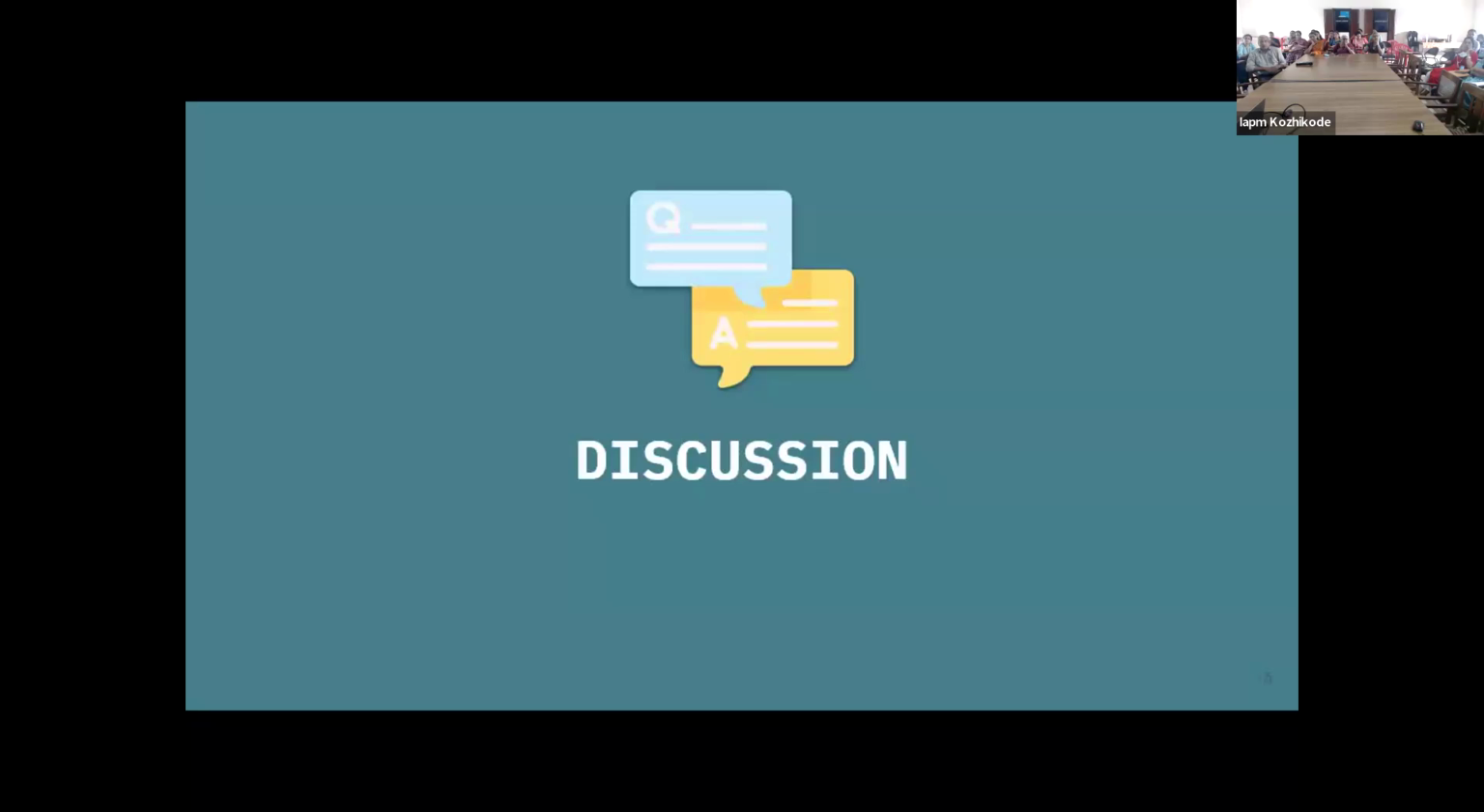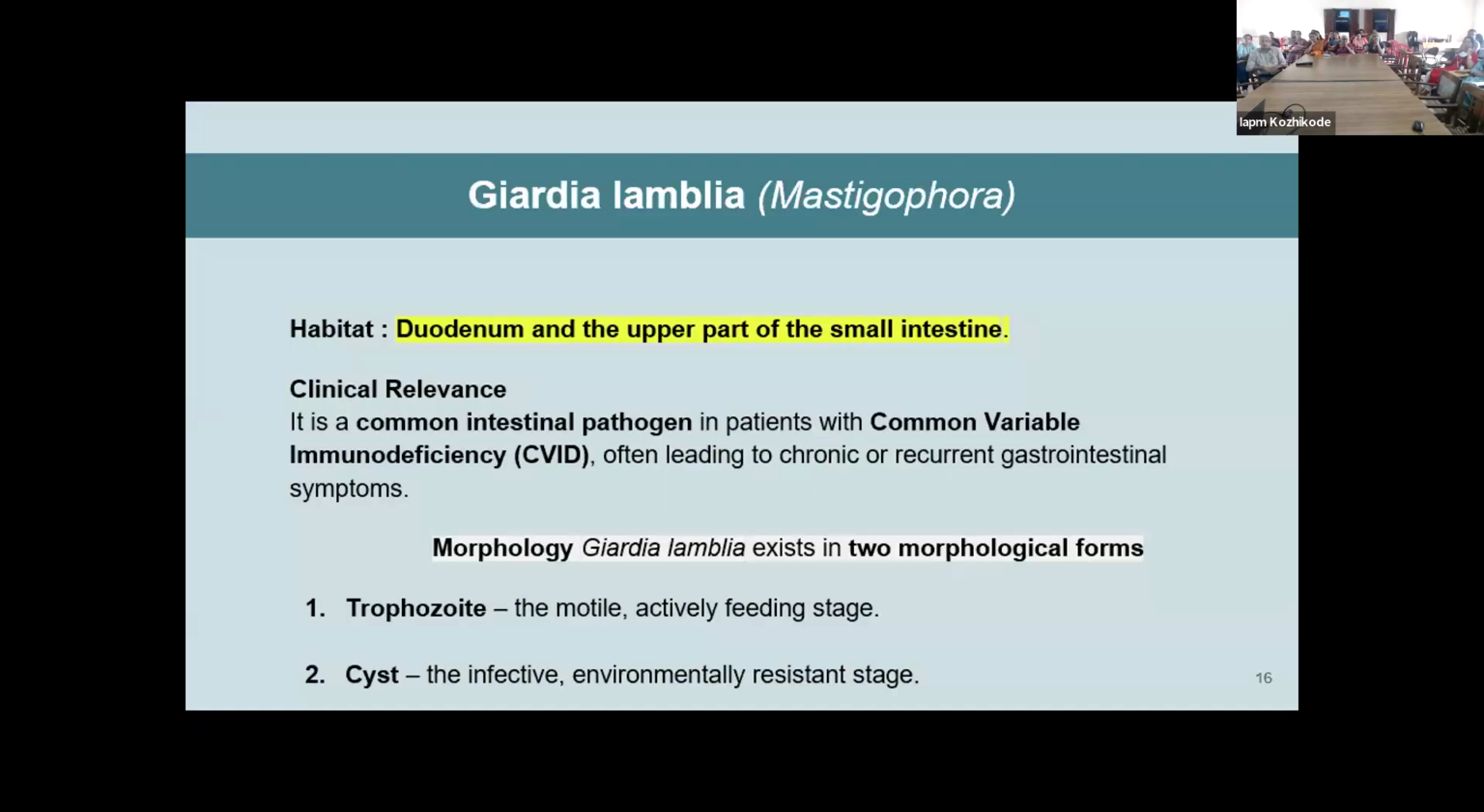So coming to the discussion part, Giardia lamblia is a protozoa belonging to Mastigophora, and it mainly inhabits our duodenum and upper part of the small intestine. It is a common intestinal pathogen which is seen in patients with common variable immunodeficiency, and it often leads to chronic or recurrent gastrointestinal symptoms. One finding which we can see in CVID patients is absence of plasma cells within the lamina propria, but in our case, the lamina propria was infiltrated with lymphocytes as well as plasma cells.